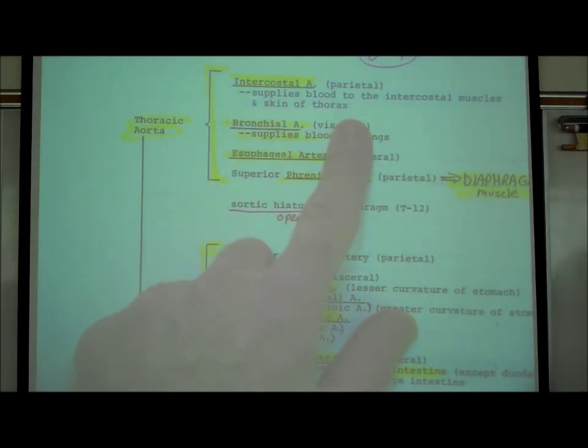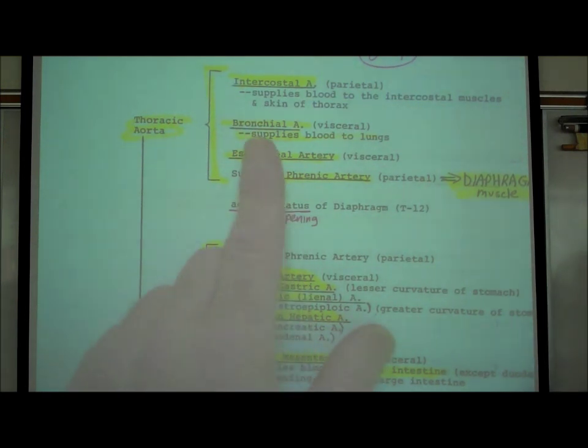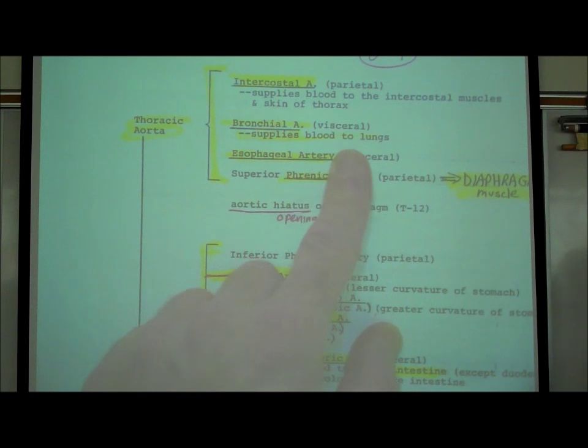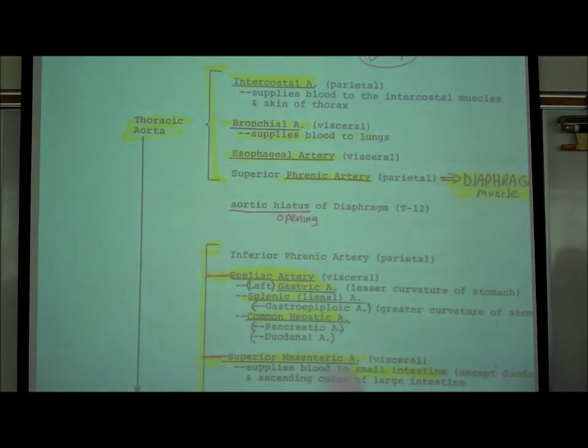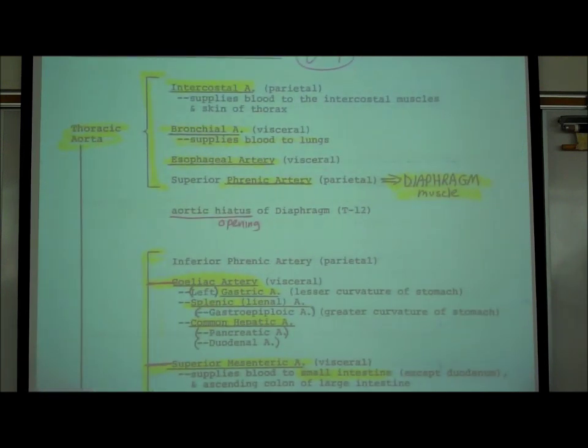Intercostal arteries, supplying intercostal muscles. You will see these on the cat. We've asked you to find them. The bronchial arteries, supplying oxygenated blood to the airways of the lungs. Esophageal arteries, supplying oxygenated blood to the esophagus. And the phrenic arteries supply oxygenated blood to the diaphragm muscle itself.